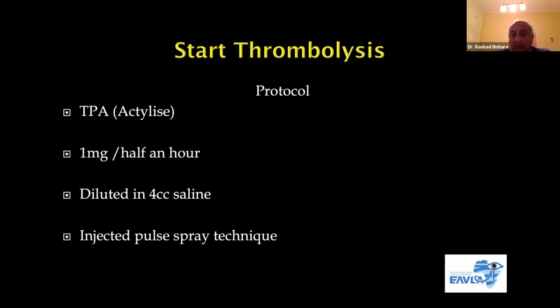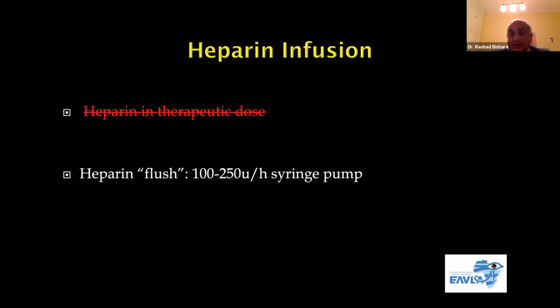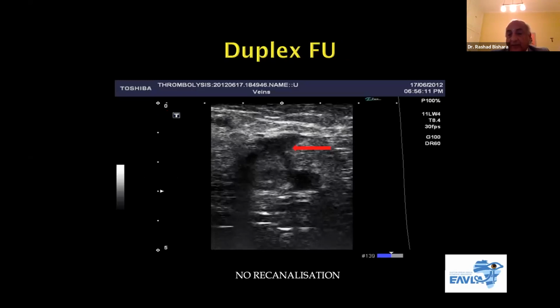And that's our protocol for lysis. We use TPA, 1 milligram every hour, diluted in 4 cc's of saline. And we inject it in pulse spray technique to achieve this kind of distribution of the drug, which is very important. We've actually noticed that this type of technique of spraying does produce more rapid thrombolysis as compared to simple infusion of the drug. We don't use heparin in therapeutic dose during the thrombolysis. We just use flush heparin to keep things open. And we duplex scan twice a day.